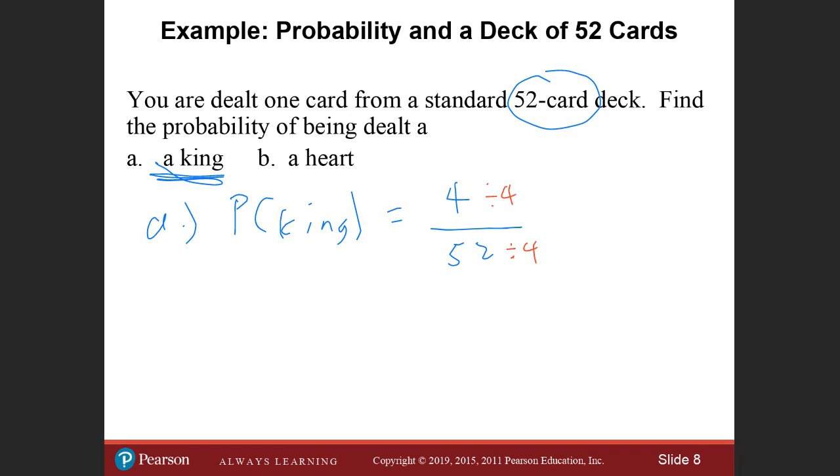And then we will get the answer. 4 divided by 4 is 1. 52 divided by 4 would be 13. So that would be the probability of getting a king from the standard 52 card deck.